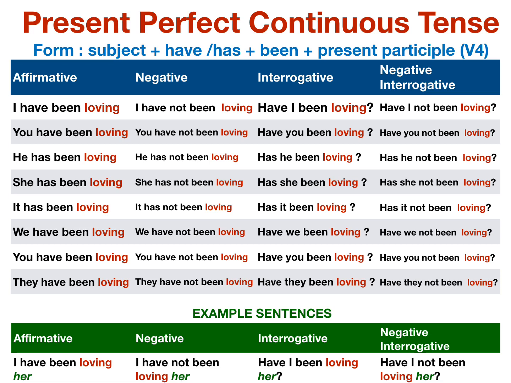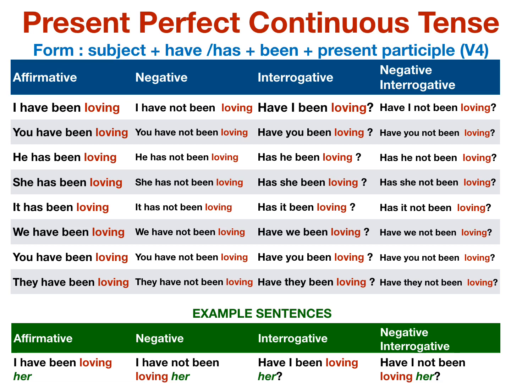We have been loving. We have not been loving. Have we been loving? Have we not been loving? You have been loving. You have not been loving. Have you been loving? Have you not been loving? They have been loving. They have not been loving. Have they been loving? Have they not been loving?